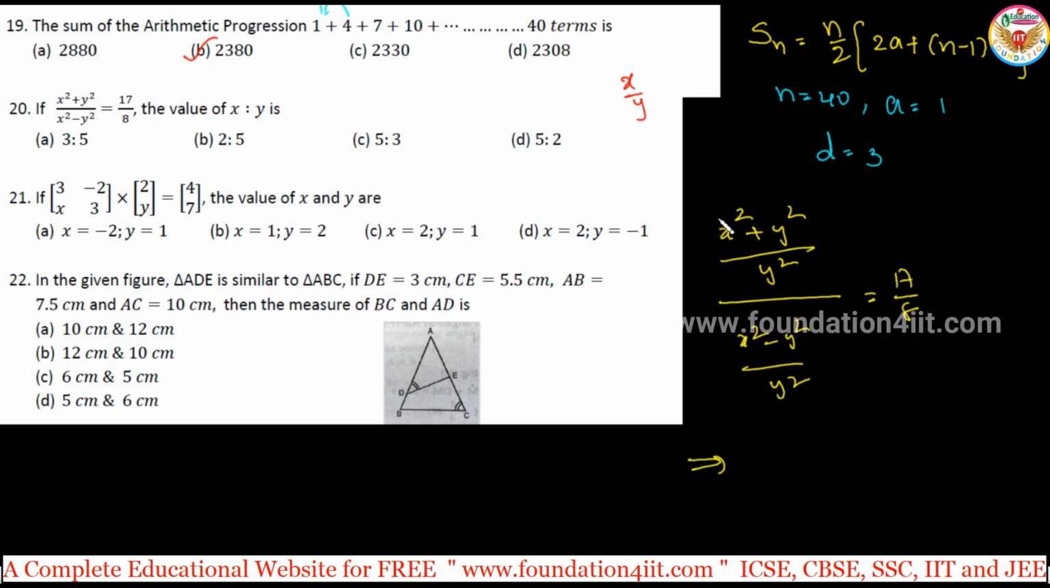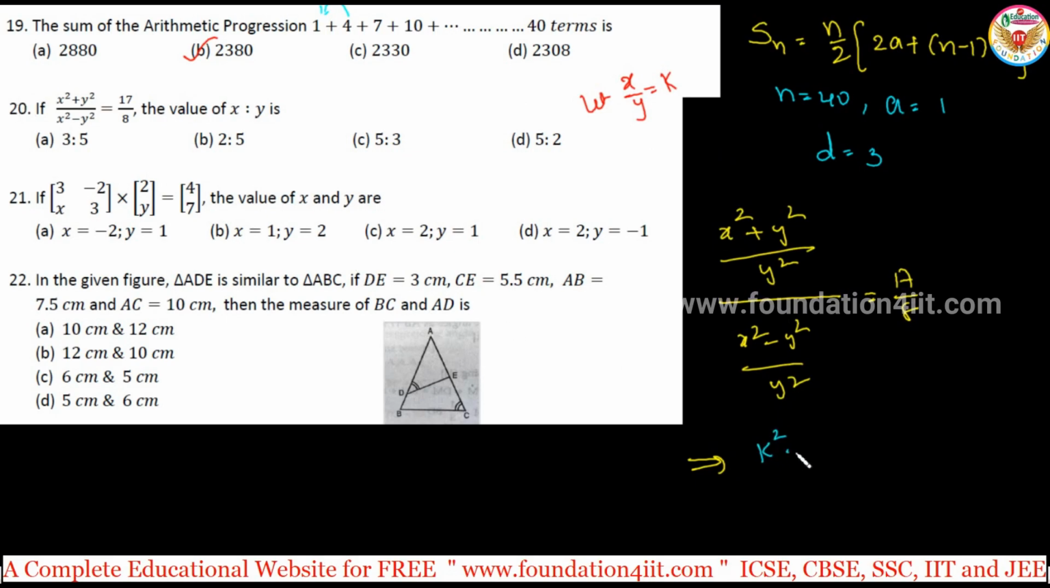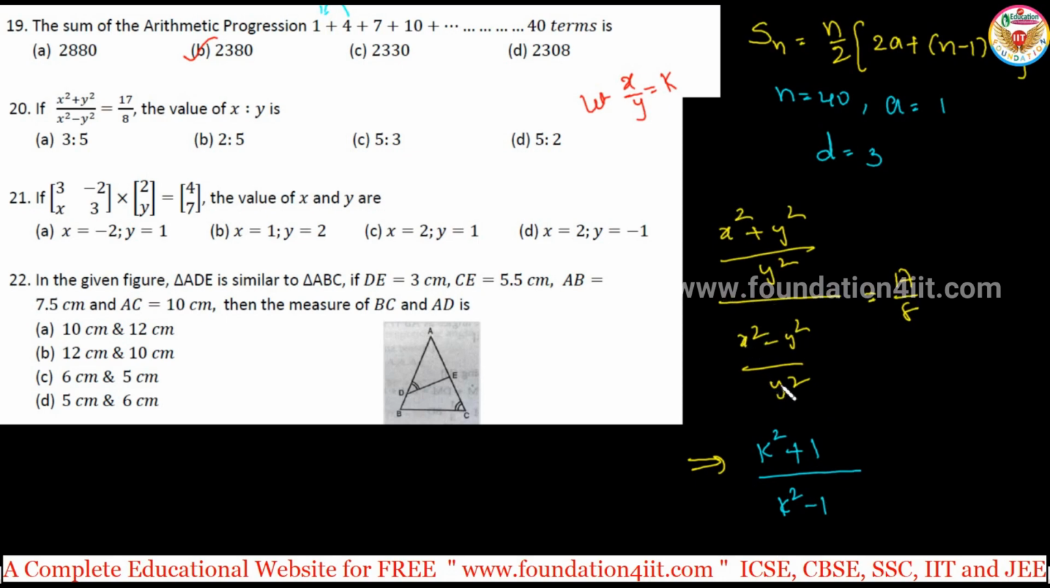Separate the denominator, x square by y square. Let x by y be equal to k. Then x square by y square means k whole square. So k square plus y square by y square is 1, so k square plus 1; by the same, k square minus 1 will come, because we separate the denominator: x square by y square minus y square by y square is equal to 17 by 8. Now do cross multiplication. You will get the k square value. From that you need to find the k value. Okay, you will get 5 is to 3 in this.